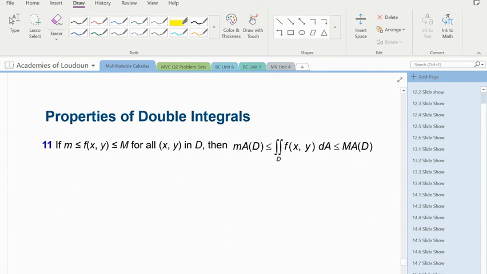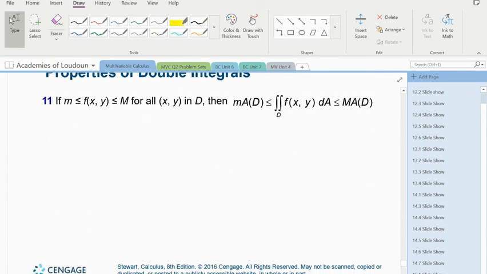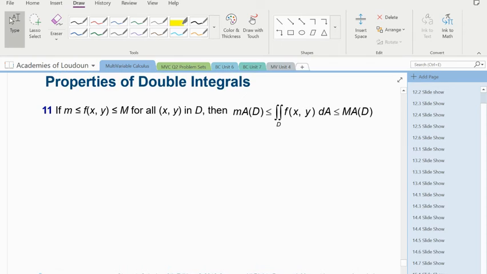Finally, we can combine properties 7, 8, and 10 for the following property. If f of x,y is between little m and big M for all x,y in D, then we have that little m times the area of region D is going to be less than or equal to the double integral of f of x,y dA, and then less than or equal to capital M times the area of region D.